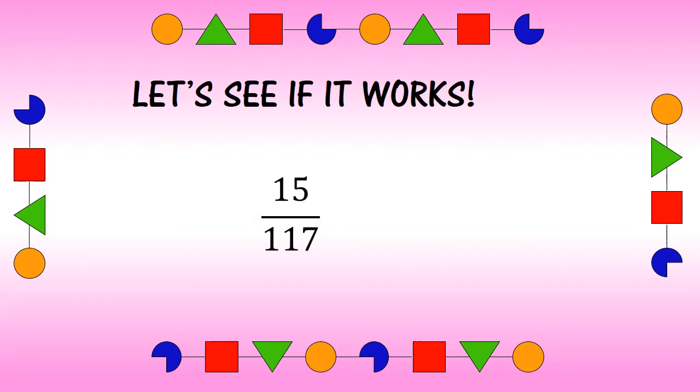We have 15 over 117. In the numerator, we have 15, which breaks down to 1 plus 5 equal to 6, which is divisible by 3. In the denominator, we have 117, which breaks down to 1 plus 1 plus 7, which is 9. Since both the numerator and denominator are divisible by 3, we can divide 3 into both the numerator and denominator to simplify this fraction, getting 5 over 39.